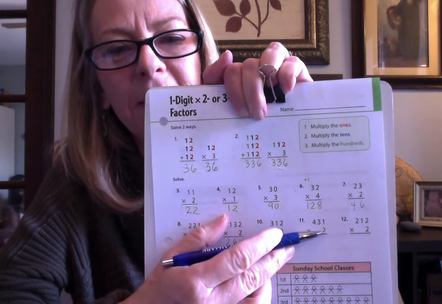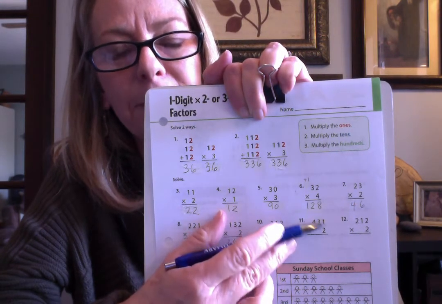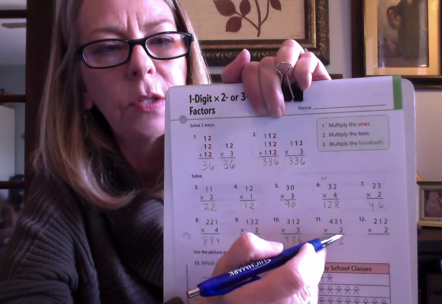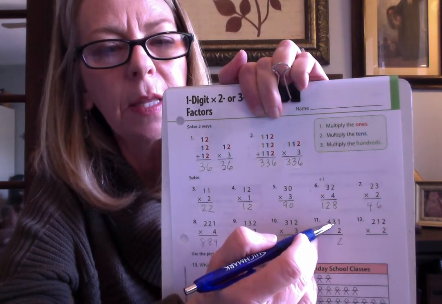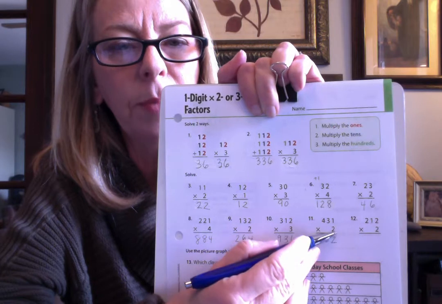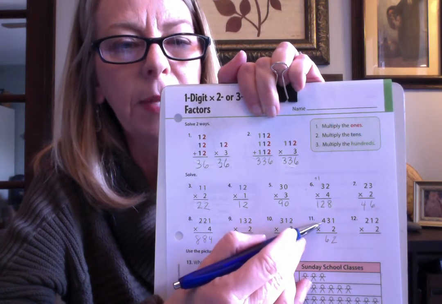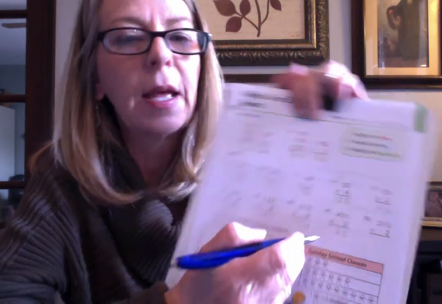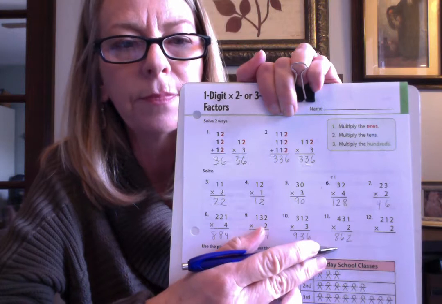Okay, a couple more. All right, multiplier times your ones place. 2 times 1 equals 2. 2 times 3 equals, think about it. And where does it go? Good. You should have 6 in the tens place. Now your multiplier times your hundreds place. 2 times 4 equals 8. And you put that in the hundreds place.